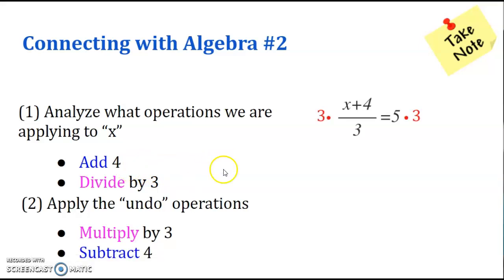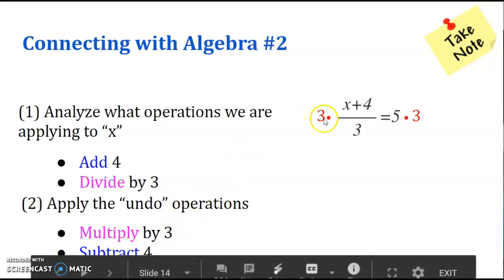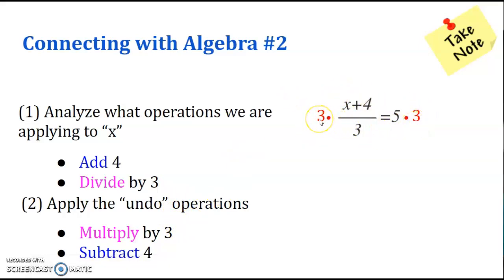So algebraically, multiply by 3. Whatever I do to one side, I need to do to the other side. So I am multiplying the left-hand side of the equal sign by 3, and the right-hand side by 3. Notice that when I'm multiplying anything, I need to multiply the whole side.